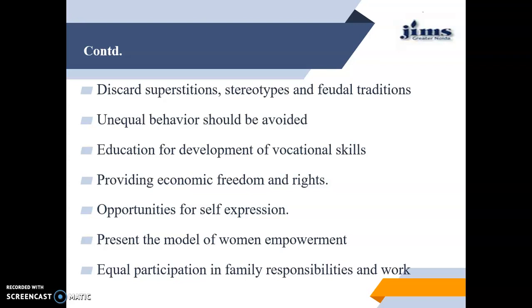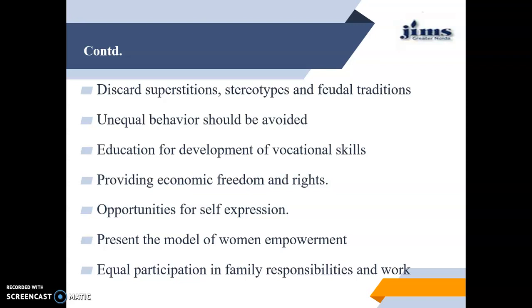Discard superstition, stereotypes and feudal traditions. It is the sole responsibility of the family that they should not believe in any superstition or follow any feudal traditions that may hamper the process of socialization, or through which the child may be negatively socialized. Unequal behavior in the family should be avoided by the family members, and they should behave in an equal manner with all the children irrespective of their gender. Education for development of vocational skills is also essential, so that parents encourage all the children in the family to develop their vocational skills and stand on their feet.